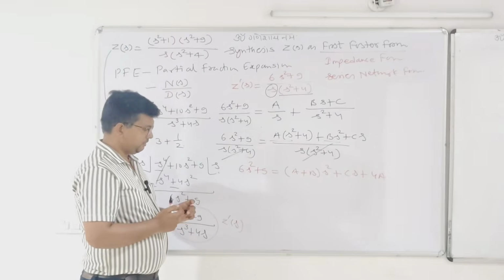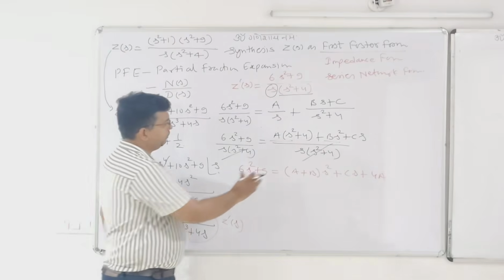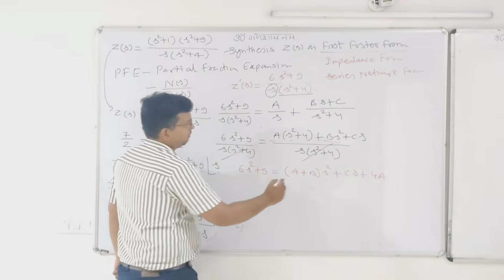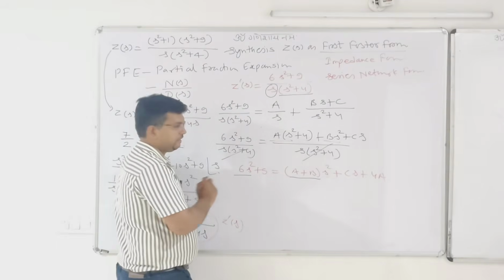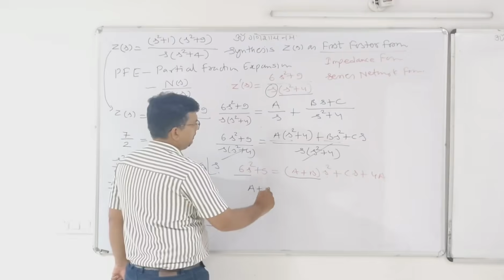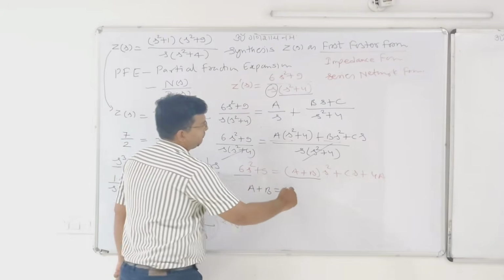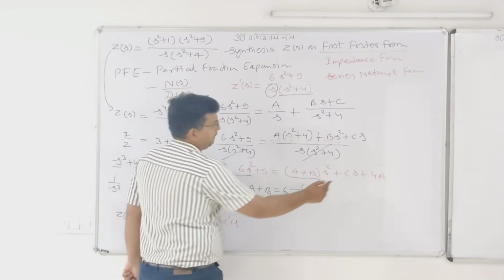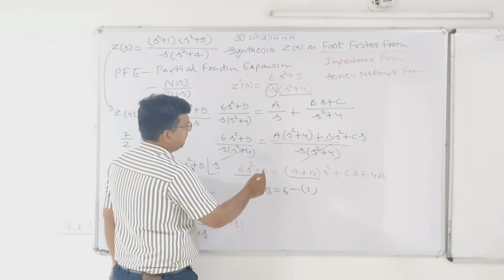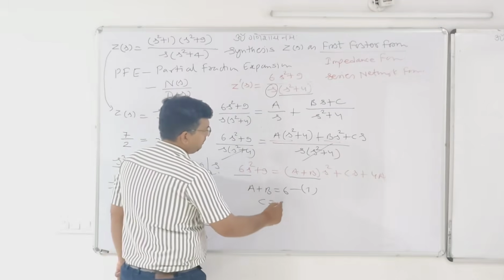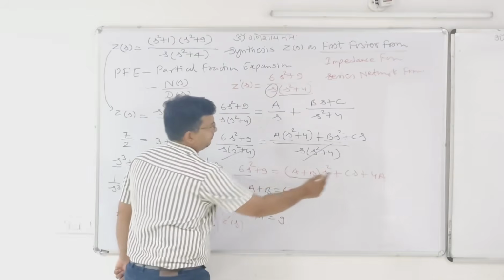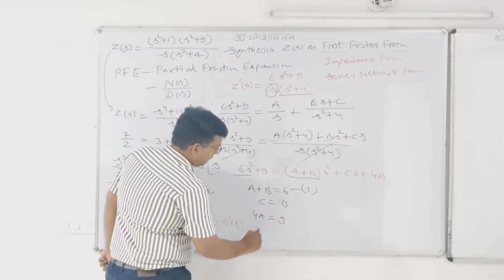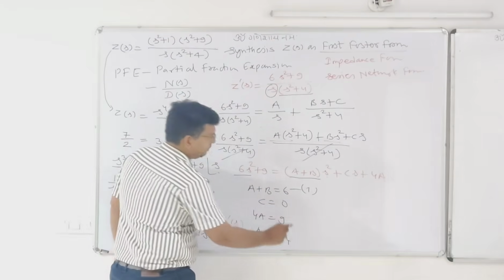Now after doing this, we will compare the coefficients on both sides. So here, what is the coefficient of s^2? A + B. What is the coefficient on the left hand side? 6. So A + B = 6. This is our first equation. Similarly, there is no term of s on the left, so C becomes 0, and the last is 4A = 9. So what is the value of A? A becomes 9 by 4.